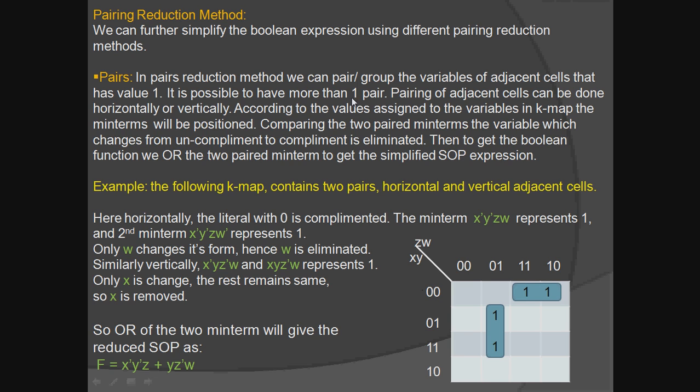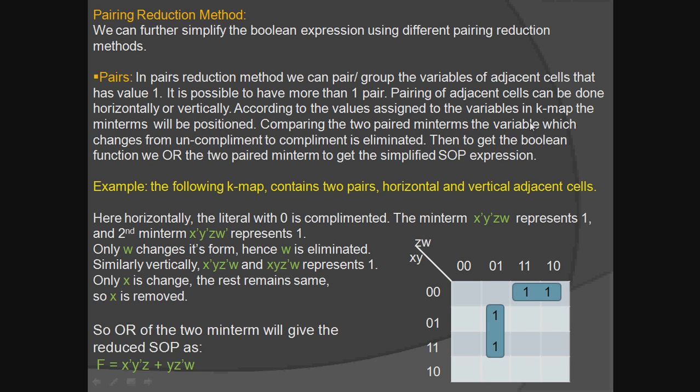So it is possible to have more than one pair. As you can see here, you have two pairs in this K-map. One is horizontal and the other one is vertical. So pairing of adjacent cells can be done horizontally or vertically. According to the values assigned to the variables, so these are the variables, the literals. So these are the values that are assigned. When you have four variables, these are the values, and the combination of rows and the combination of min terms it can form.